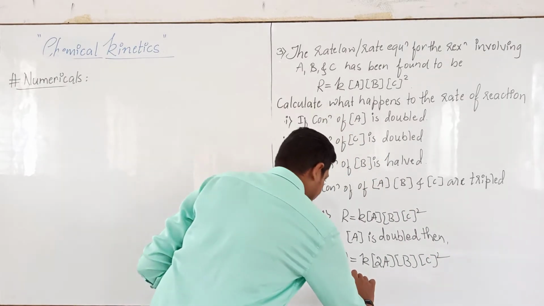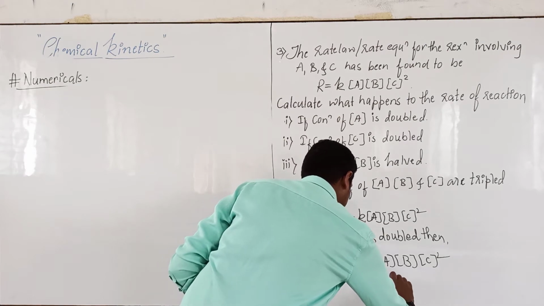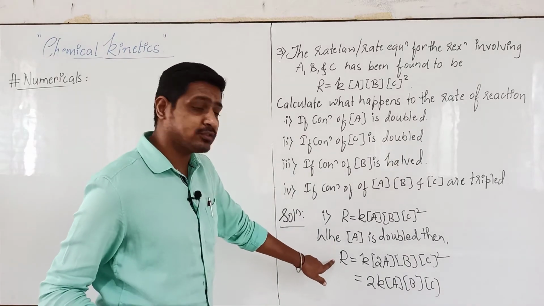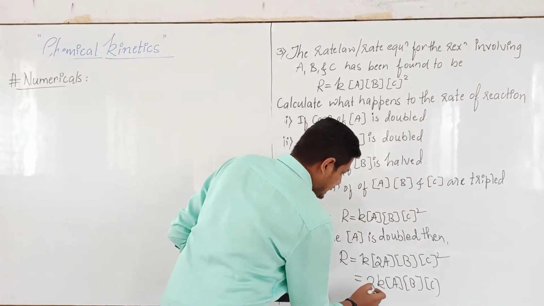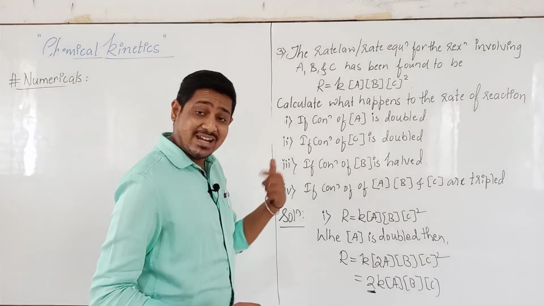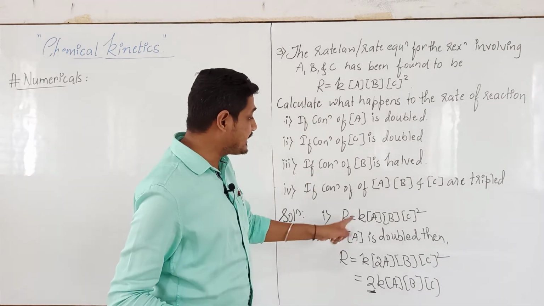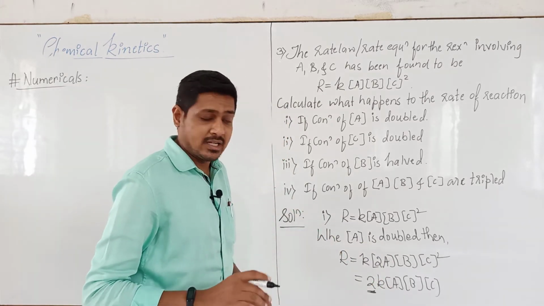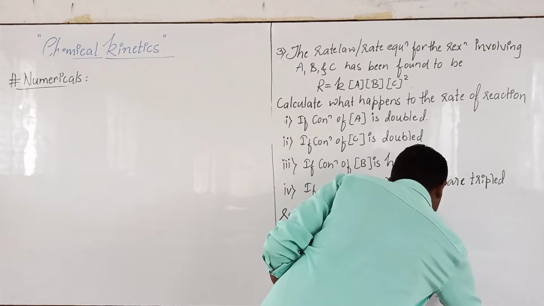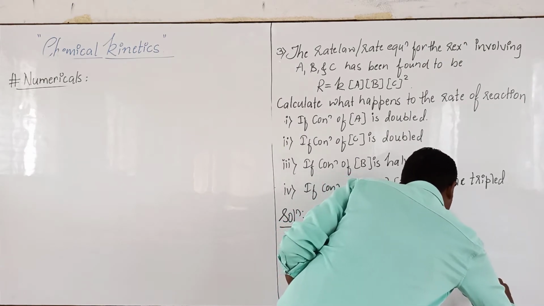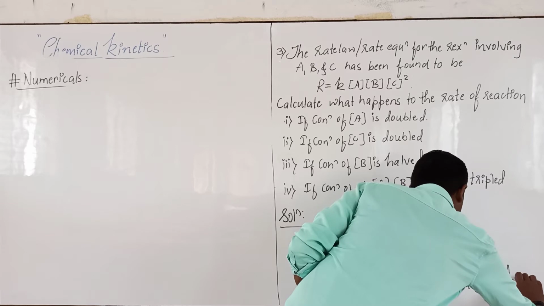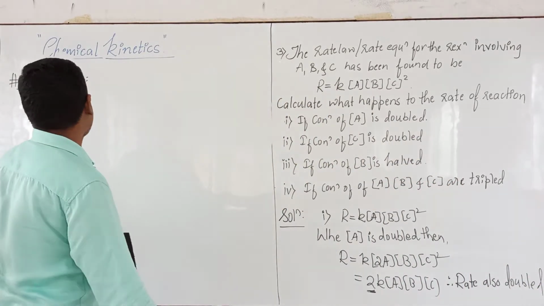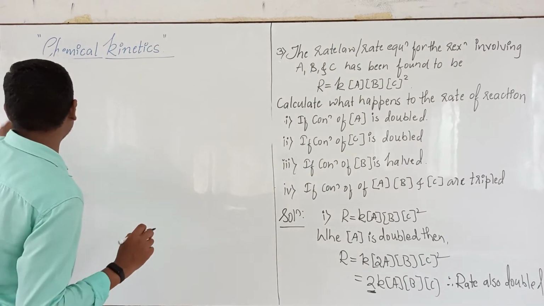So overall I can write 2 into k into A, B, C square. So what is happening to the rate of the reaction? It is becoming double. When you make the concentration of A double, the rate of the reaction is also doubled. Therefore, rate also doubled. Now the second problem, what is it saying to you?